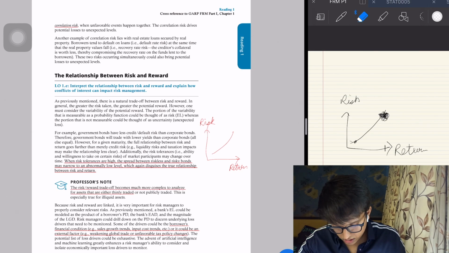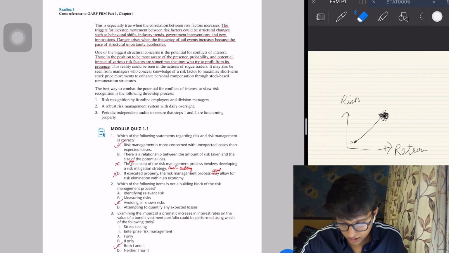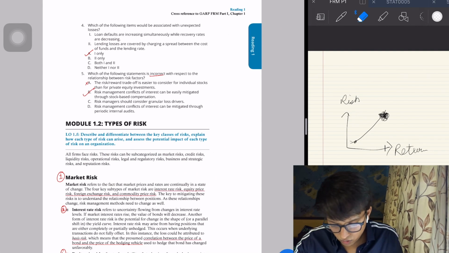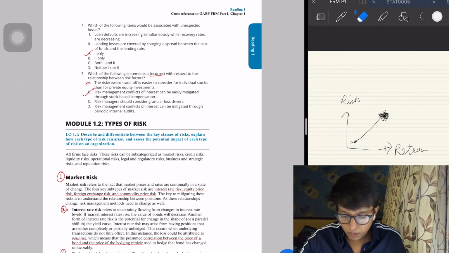Okay, just go through it. It's easy. Nothing to talk about in this LO. Read through it. Now we move on to the types of risk.